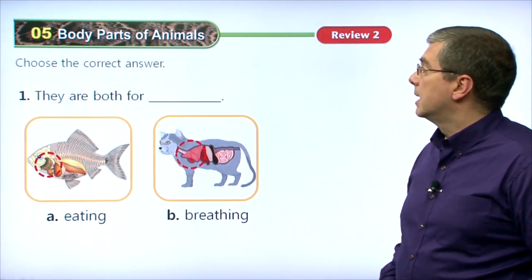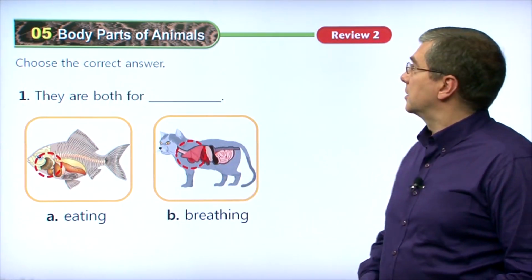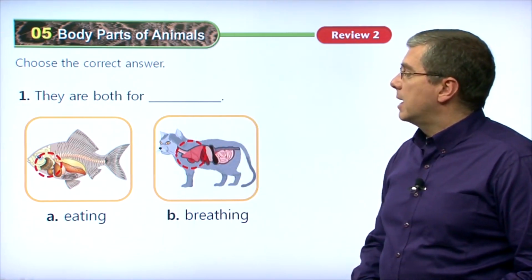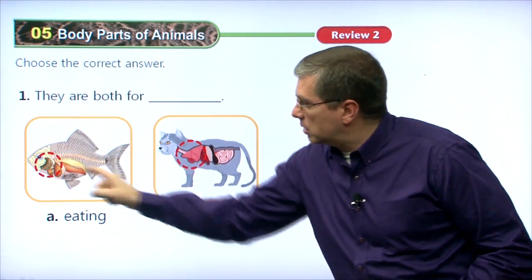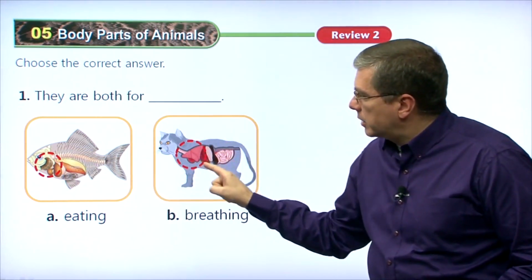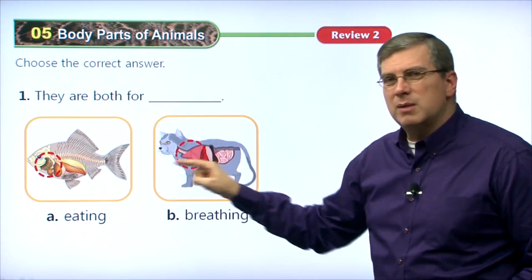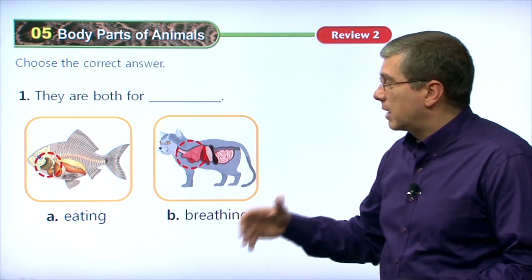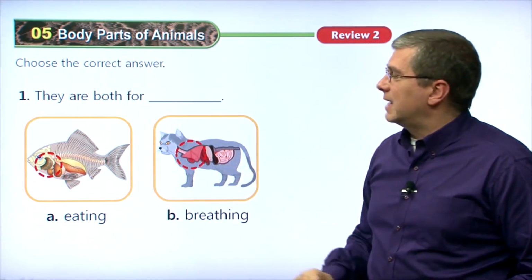Okay, let's take a look at maybe a little bit of a review here. We have: choose the correct answer. What we have here are two pictures, and there's a circle around the body part that we need to look at and figure out what these body parts are used for. We just talked about that before, so we're having a little bit of a review. So what are these body parts used for on these animals?